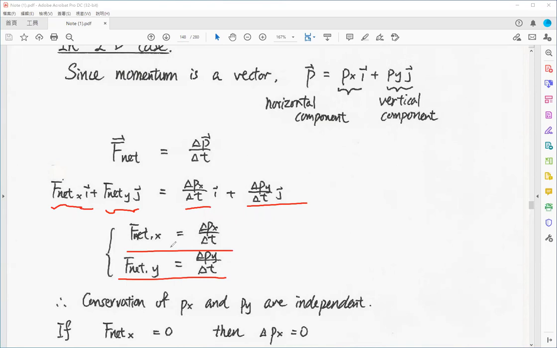Now, horizontal and vertical are always independent of each other. So what does it mean? So that means if the net force in the horizontal component is zero, then the change in momentum in the horizontal component will be zero. But at the same time, if the vertical net force is not zero, then the change in vertical momentum can be non-zero. Okay, they're independent. So it can be that horizontal momentum is conserved, but vertical momentum is not conserved, or vice versa.